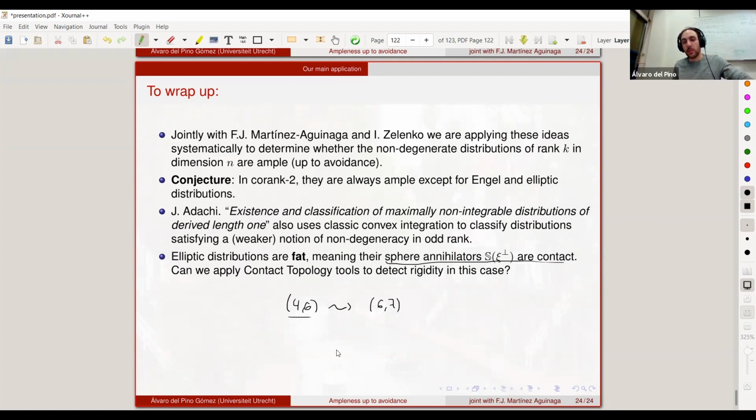And I don't know. I think a really nice question, but maybe also hard, is can you use contact topology to study this? Of course, the issue is that in dimension 7, it's hard to do things, especially for me, because I'm very ignorant about rigidity.